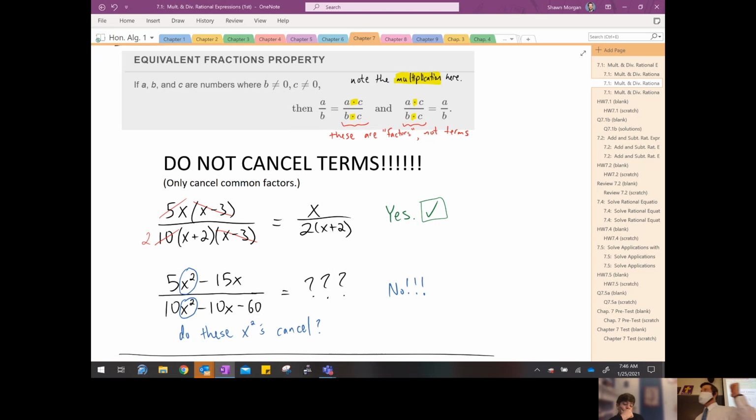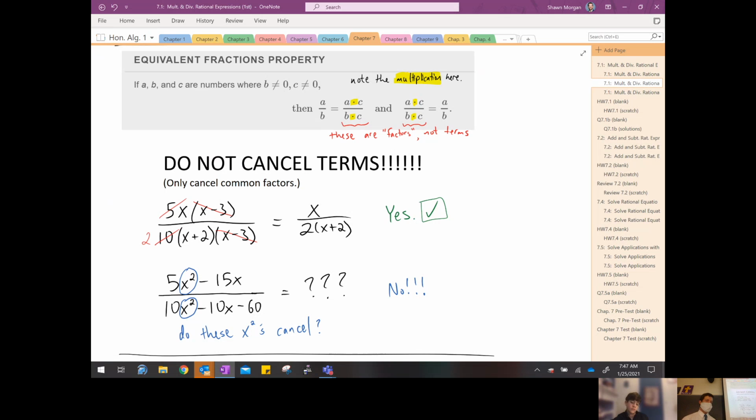And I wrote it up in big all caps rage with lots of exclamation points, so you better daggum write it down on your end. Do not cancel terms. Terms are separated by a plus sign or a minus sign, which act as a roadblock. Don't be canceling terms out. It is so dadgum tempting. Look down here in blue at the bottom. It's so tempting for us to see an x squared on the top and an x squared on the bottom. We think, ooh, yay, I'm going to cancel that.